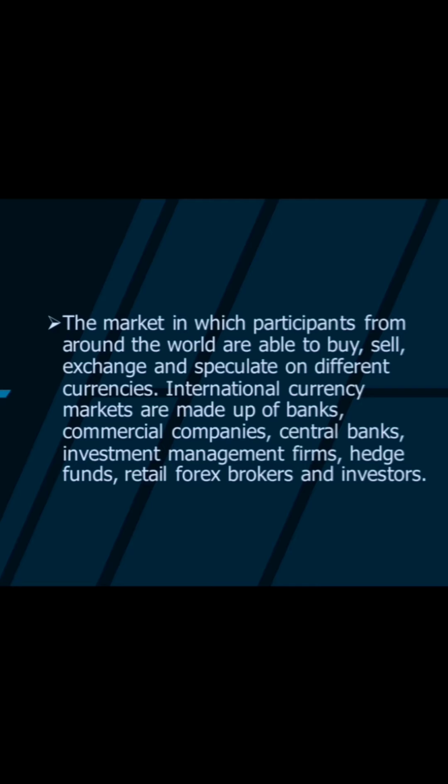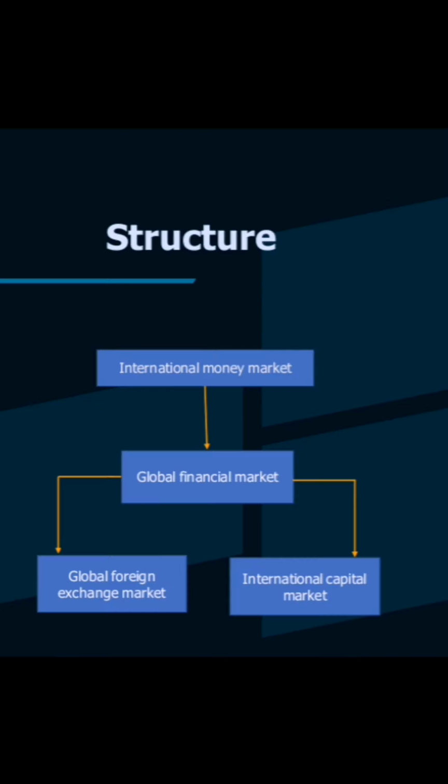So here is the structure: international money market, down to global financial market, to global foreign exchange market, and international capital market. International money markets are where participants around the world are able to buy and sell, down to global financial market.